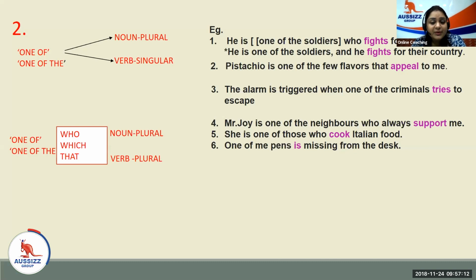Okay. Are you getting my point? Yes. In sentence number one, the verb is slightly incorrect. The correct answer is "fight." He is one of the soldiers who fight. Please understand it with various examples because this is the best rule. And trust me, you use it in the writing pad also, and in speaking you actually use it 2, 3, 4, 5 times, but you don't know where you are using it.